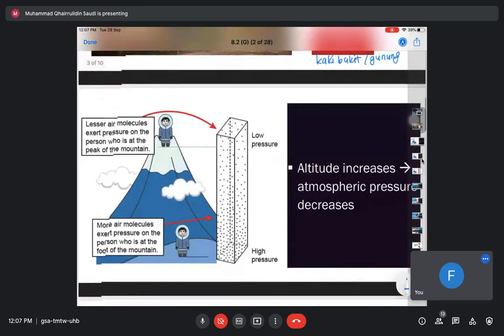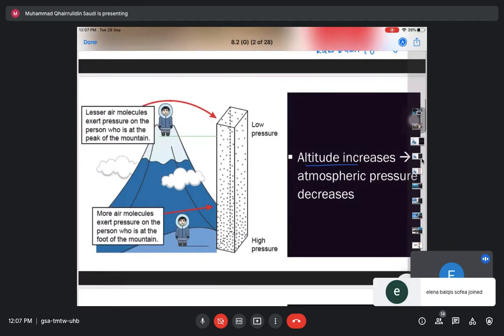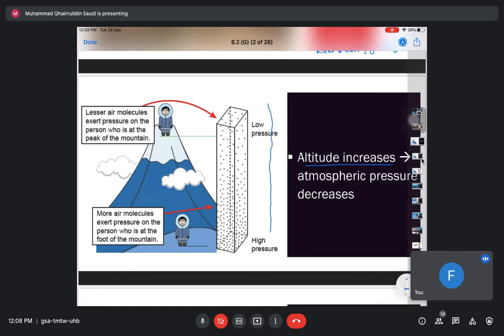Okay. As the altitude increases, meaning we are going higher lah from the Earth's surface, the atmospheric pressure will decrease. Okay, atmospheric pressure will decrease. You can feel the effect of atmospheric pressure when you are in an aeroplane. Have you been in an aeroplane before? Pernah naik aeroplane before?